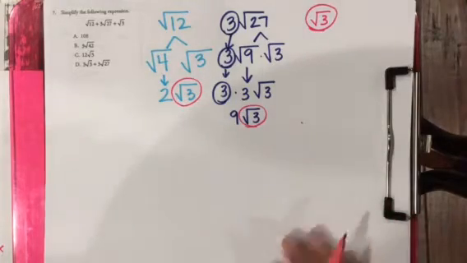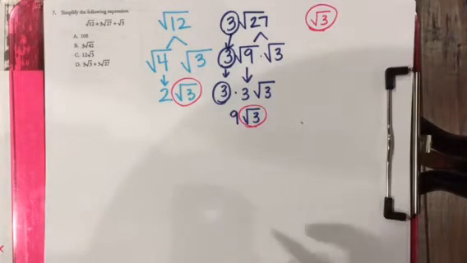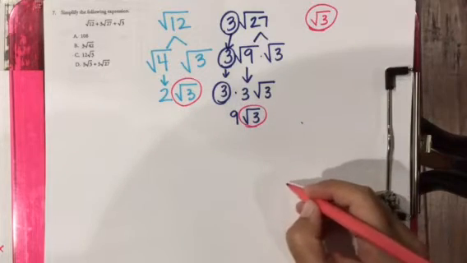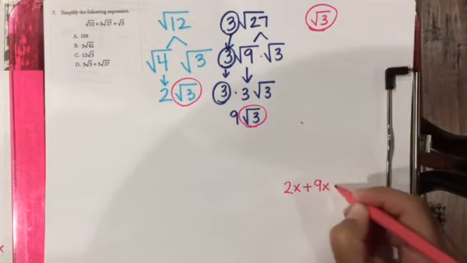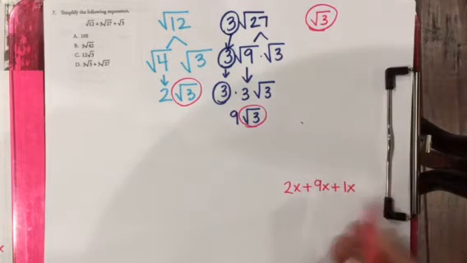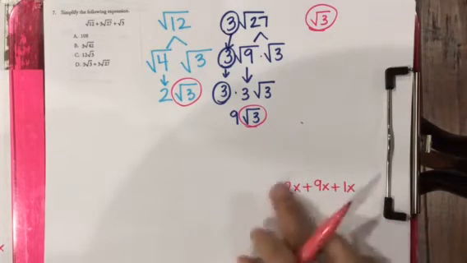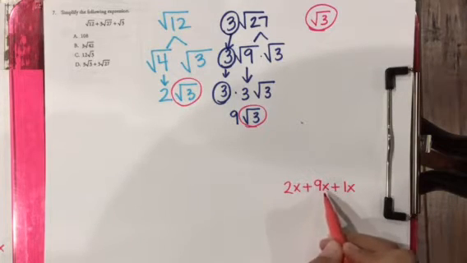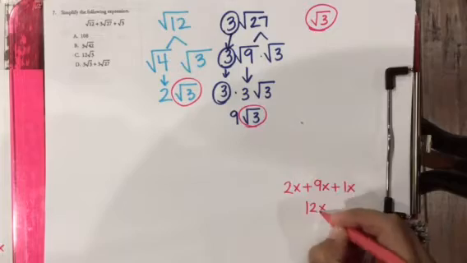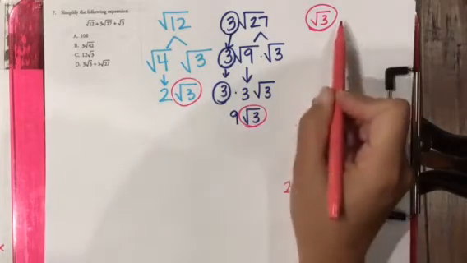And what I meant earlier by combining like terms, similar to x's, if these were x's, let's just take a little example really quick. 2x plus 9x plus, I'm going to call this 1x. If I was to add these up, I can combine these like terms because they're all x's. So 2 plus 9 is 11, plus 1 is 12. This answer would be 12x. We're going to apply the same rule here.